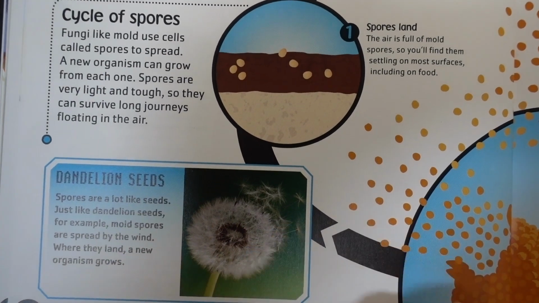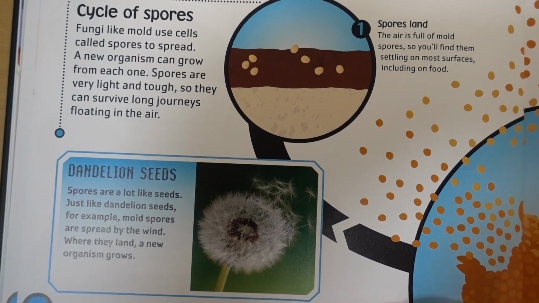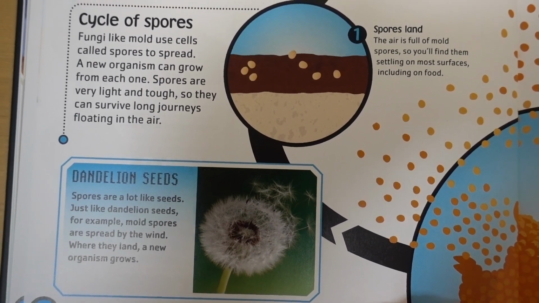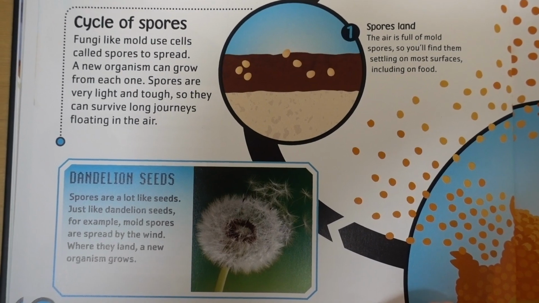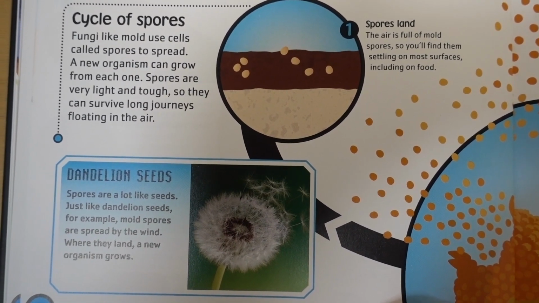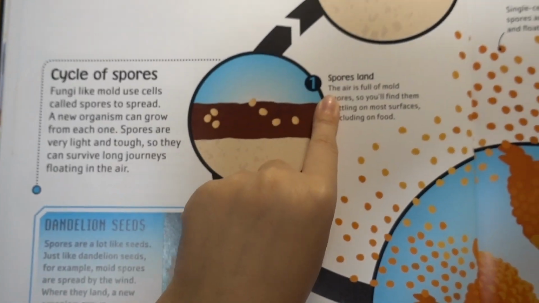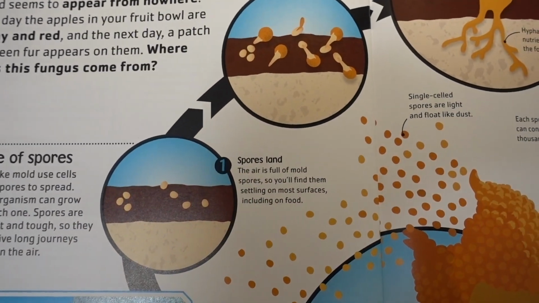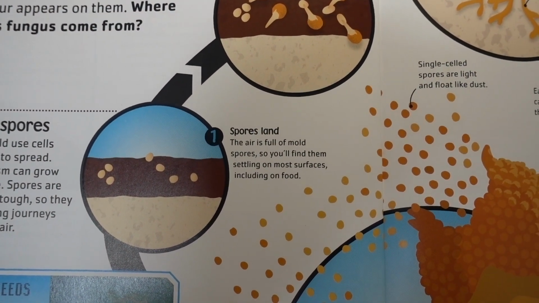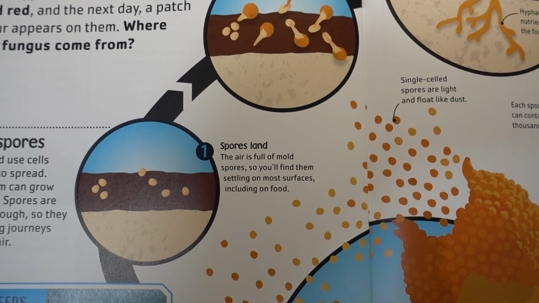Dandelion seeds. Spores are a lot like seeds, just like dandelion seeds. For example, mold spores are spread by the wind. When they land, a new organism grows. Spores land. The air is full of mold spores, so you'll find them settling on most surfaces, including on food.